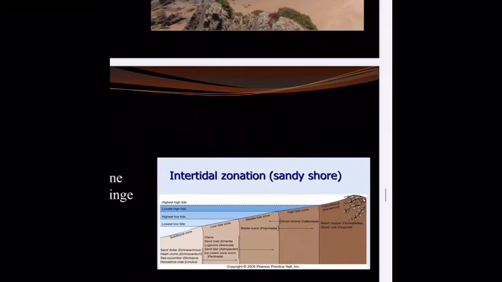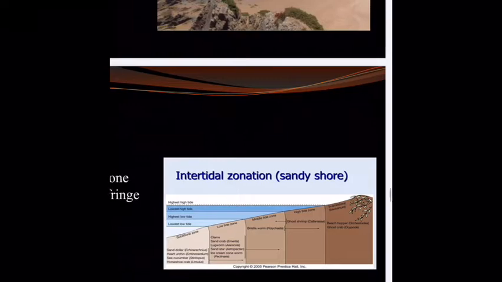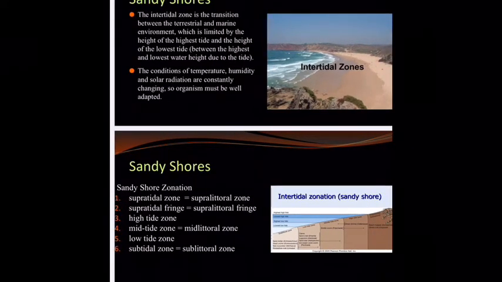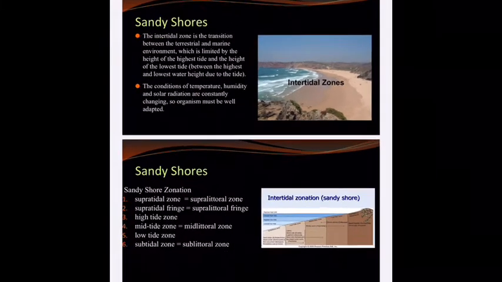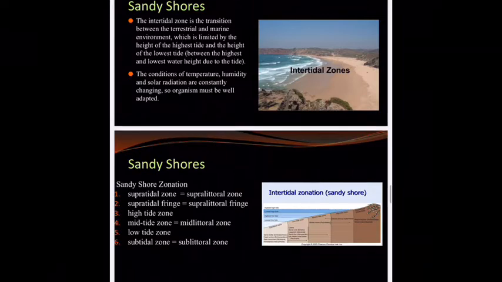All right, so you have what's called the supralittoral zone, and that's the backshore. Then you have the high tide zone, which they call the supralittoral fringe, that's only underwater during high tide. Supralittoral fringe is sometimes referred to as the splash zone. Then you have the mid-tide zone, which is called the mid-littoral zone. Then you have the sublittoral zone. All of those are different zonations that you can find at the sandy shore or at rocky shores.